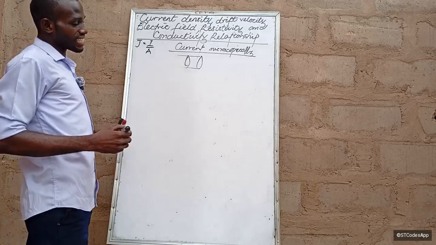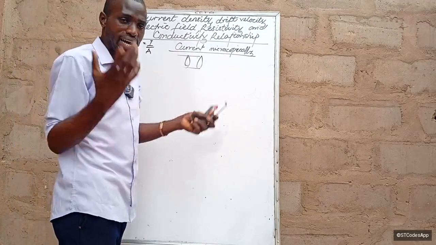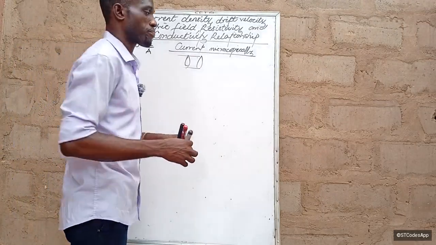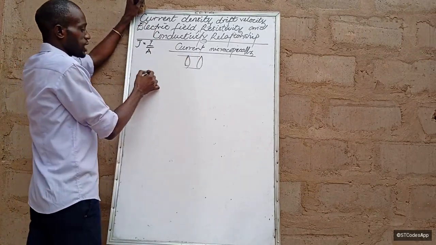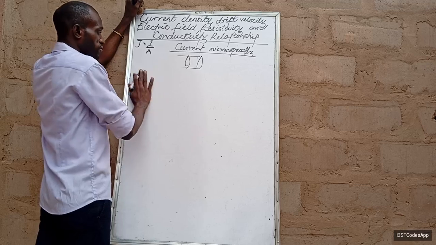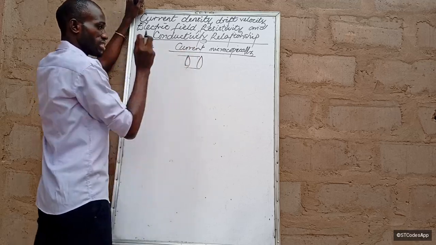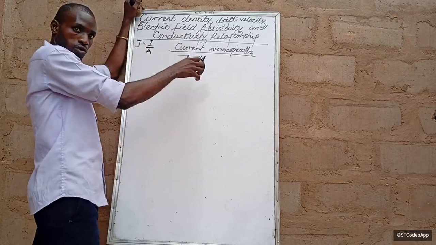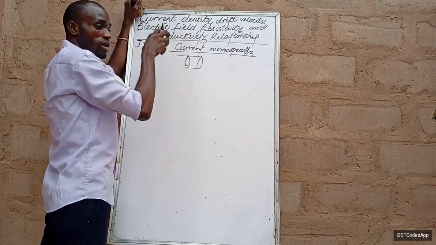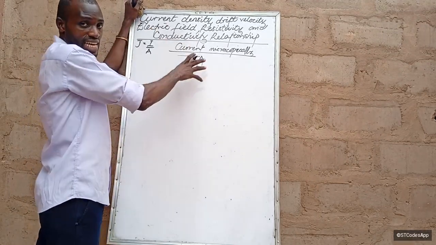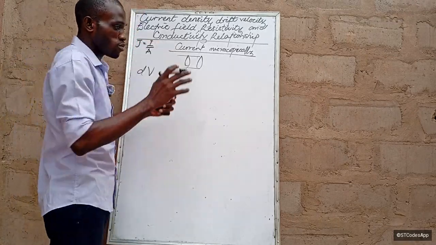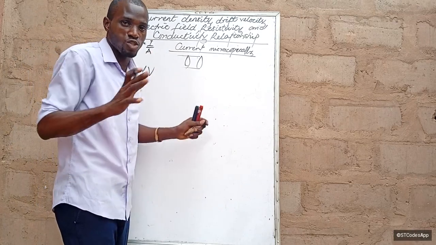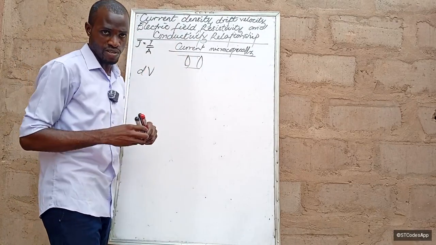Now, charges flow in like packets of volume, exactly. And what that means is that the smallest volume of this conductor, the smallest volume of charge carried here, is going to be dV. Do you understand that? That's the volume of charges that are swept as the current is moving.